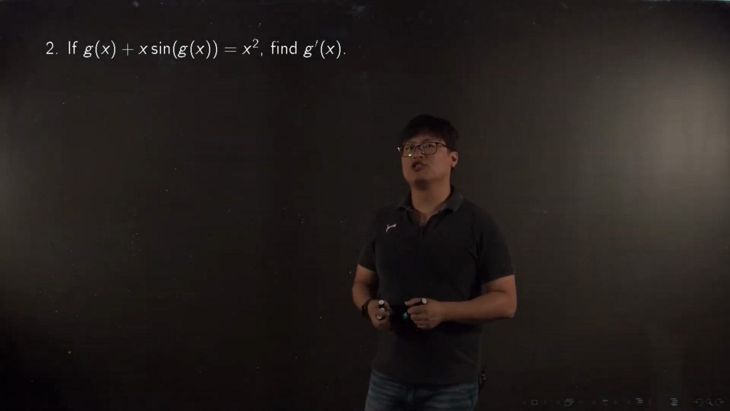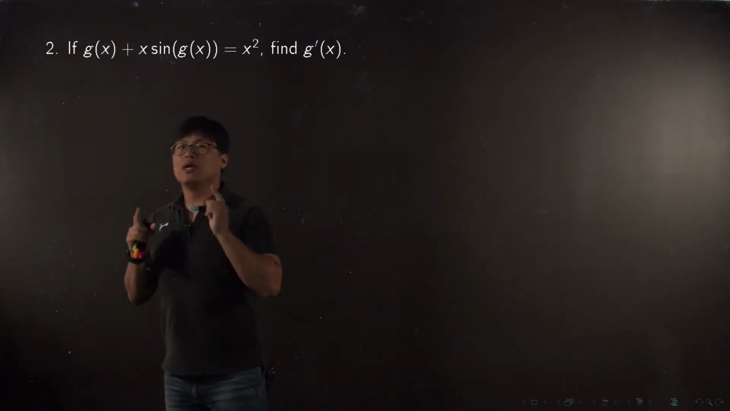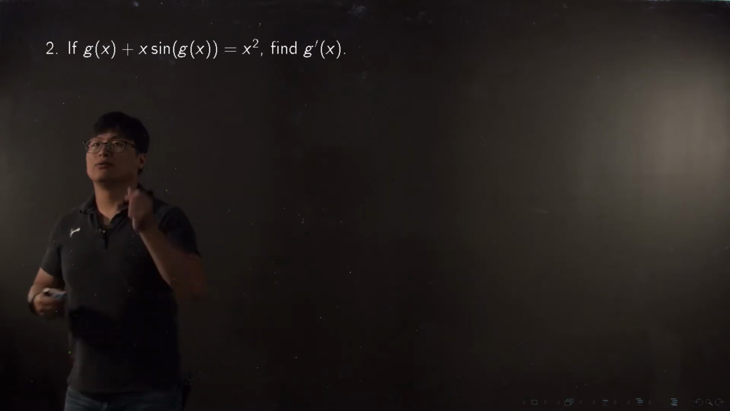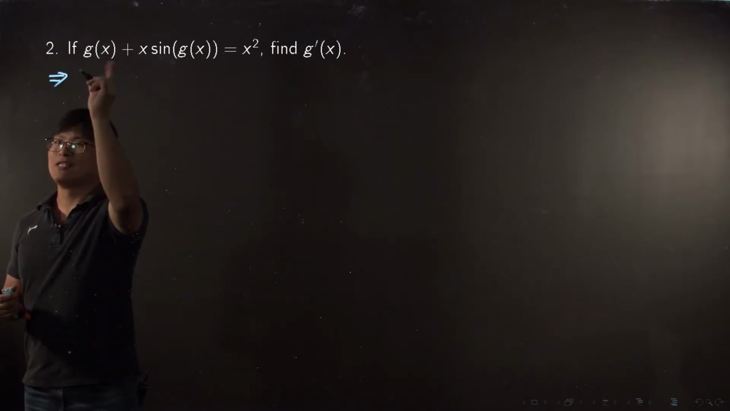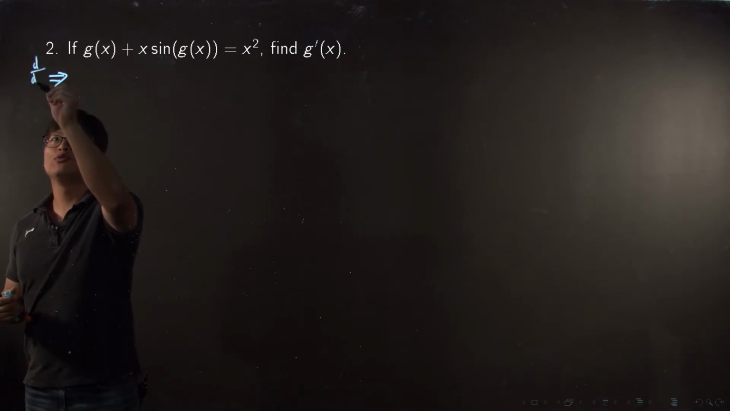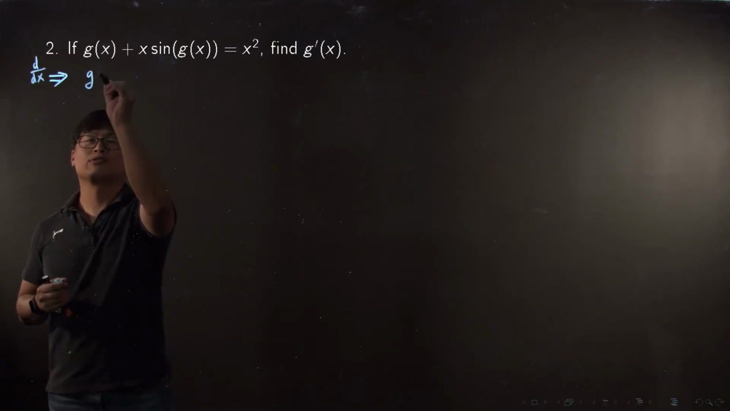Okay, let's try to find g prime x. And to find this, we will do implicit differentiation again. Here we go. So let me take the derivative of this equation with respect to x. And then g(x) prime is g prime x.